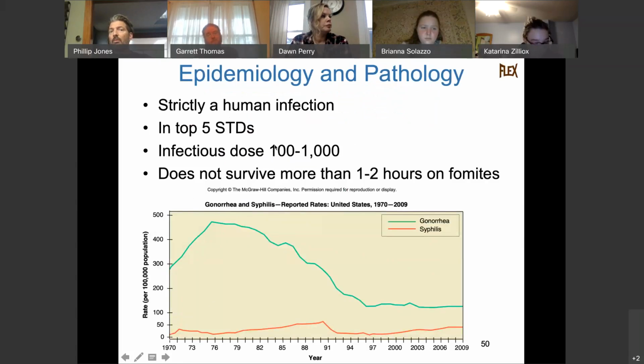All right, so it's strictly a human infection. It's one of the top 5 STDs. It takes only 100 to 1,000 organisms to be infected. That's really not as many as you think, so the infective dose is relatively small. It does not survive for more than an hour or 2 on fomites, but theoretically it could survive that long. So the other thing I'm going to say, even though we're recording this, is don't share your latex toys with anyone. Just saying.